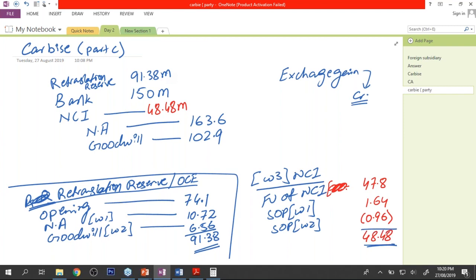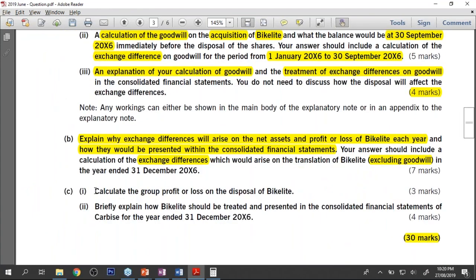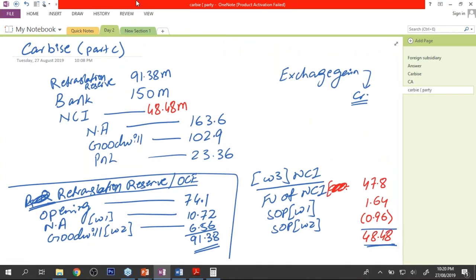$23.36 gain or loss? Is it a gain or a loss? Seems to be a gain. 23.36. So this is how we have solved a complex question for only 3 marks. So in exam, you are not supposed to go into too much complicated calculations if they are time consuming.